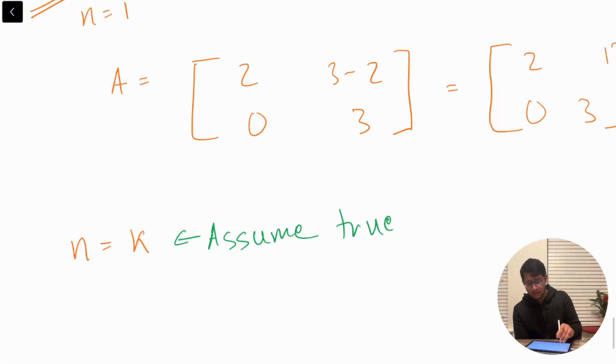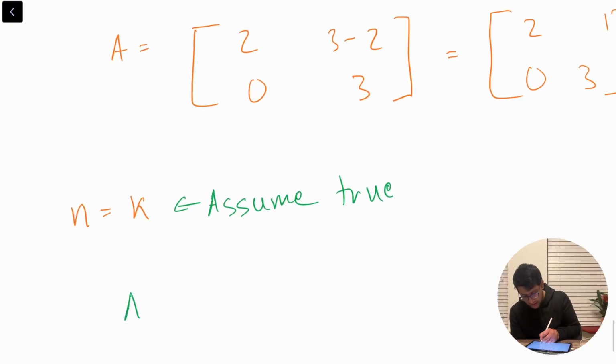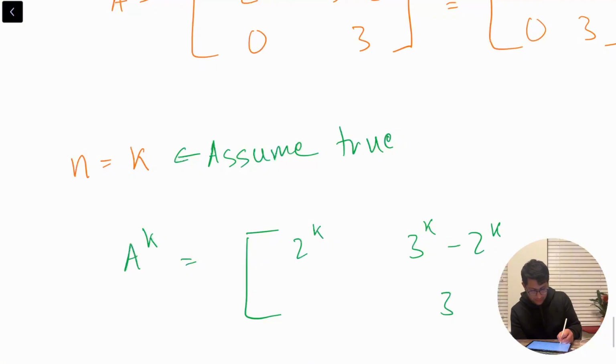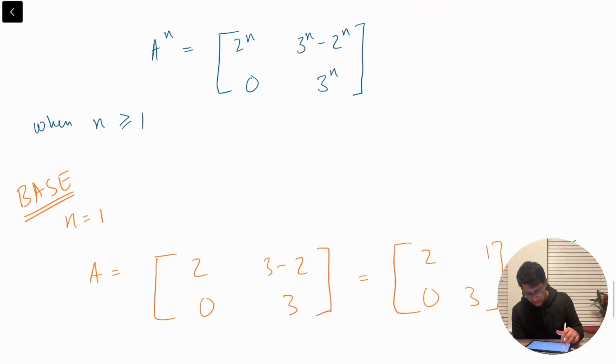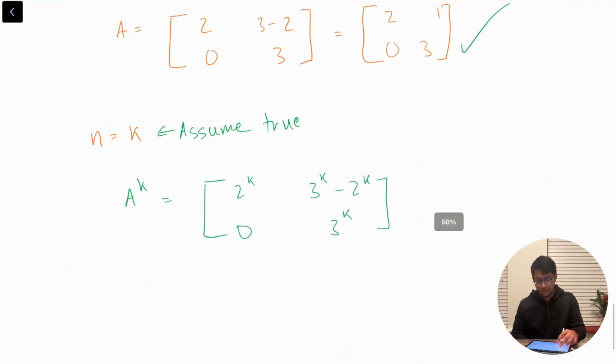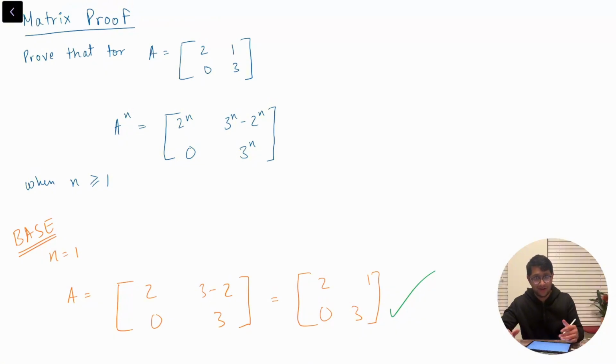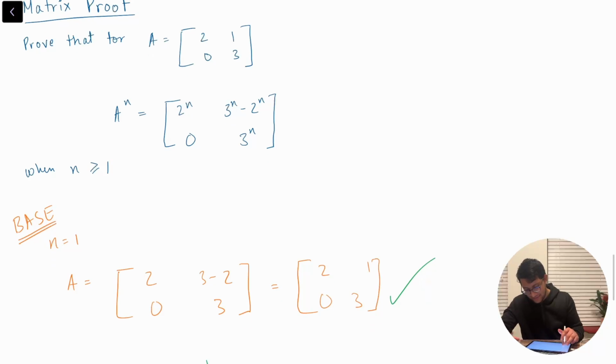Now, what does this mean? That we assume that A to the k, basically, for this matrix will be 2 to the k, 3 to the k minus 2 to the k, 0, and 3 to the k, if I'm correct in assuming what the matrix was. Here's one last look at the question, because I know I'm skipping back and forth. This question's too big to fit on one page.